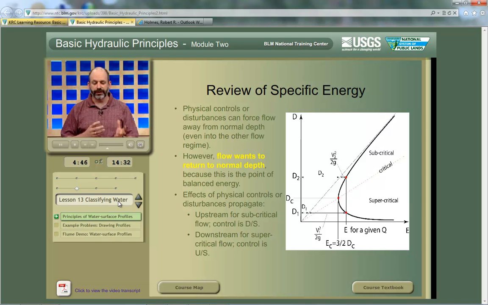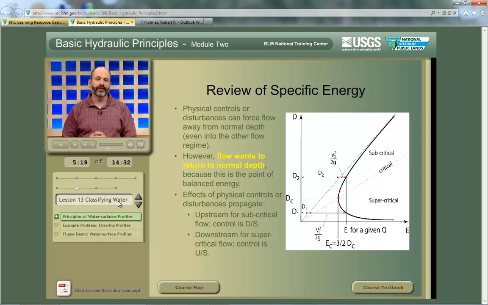Physical controls or any disturbances can force flow away from normal depth, even into another flow regime. However, flow always wants to return to normal depth because this is the point of balanced energy, and normal depth will be dictated based on the slope. The effects of the physical controls or disturbances can propagate, and they will propagate upstream for subcritical flow because control is at the downstream end, and they will propagate downstream for supercritical flow because control is at the upstream end.